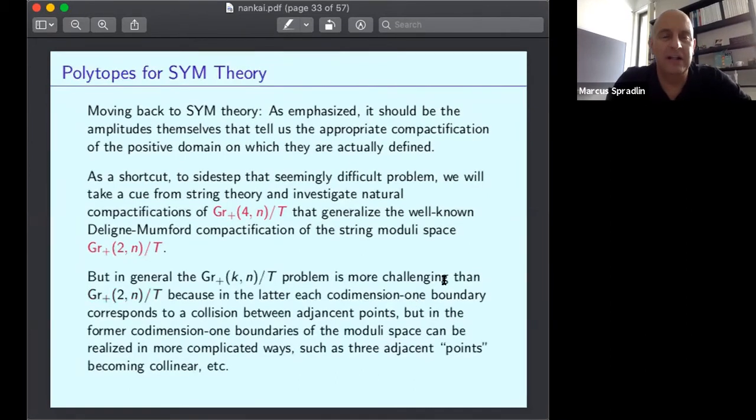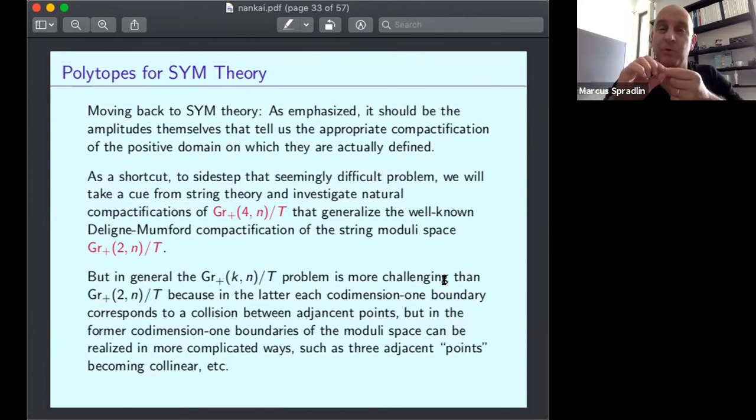Now, in general, the problem of understanding compactification of Gr(k,n) mod torus is much more challenging than that of Gr(2,n), because you can have much more intricate sets of codimension 1 type configurations. So in Gr(2,n), the only type of codimension 1 configuration is when 2 points in P1 collide. So all of your codimension 1 boundaries have that type. But in Gr(k,n) with k greater than 2, you can have more intricate kinds of codimension 1 boundaries.